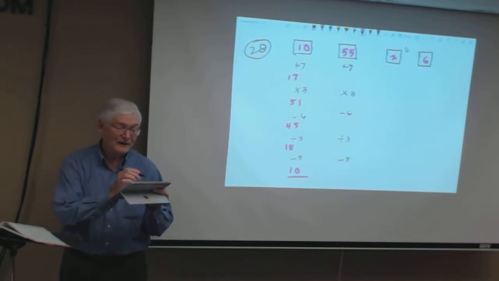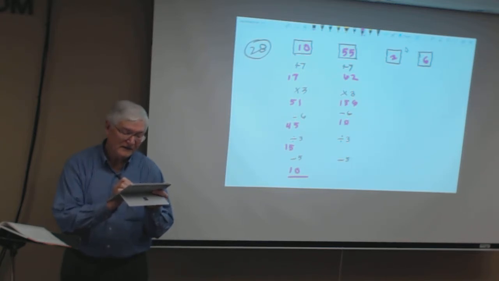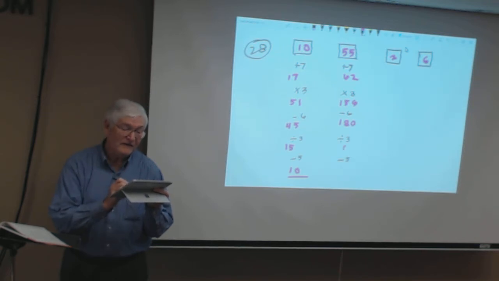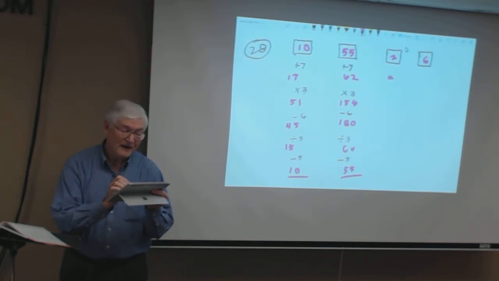Well, let's try it with 55. Add 7, what do you get? 62, times 3, 186. Subtract 6, 180. Divide by 3, 60. Minus 5, 55. 2, add 7, what do you get? 9. Times 3, 27. Minus 6. Divide by 3, minus 5, 2.